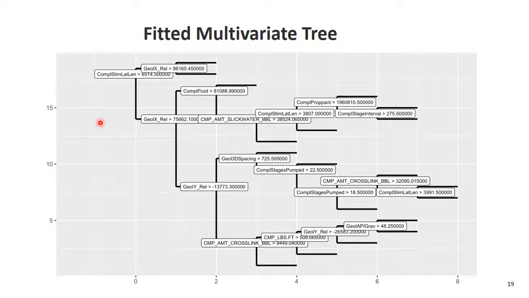Okay, so here is a fitted multivariate tree. When we're in a tree, it seems like the first split is on something to do with the stimulation of the laterals. That will be the first one. The second one seems to be on the geologic x, that means the x coordinate of where the well has been drilled, and so on and so on.